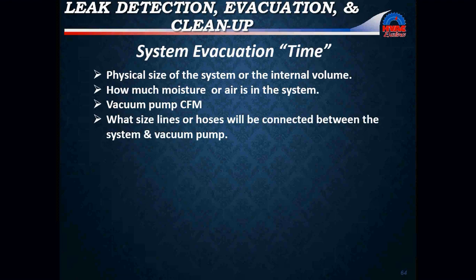Physical size of the system or the internal volume. That's why we have to do things at time. How much moisture or air is in the system? It depends. It depends on the size of the vacuum pump. Okay? Vacuum pumps are measured in CFMs. How much can it move? What size line and hoses will be connected between the system and the vacuum pump? Obviously, we want to try to use larger hoses when we are in the evacuation process, but a 3-ton system will usually have an internal volume or space of 2 square feet or more for the refrigerant.